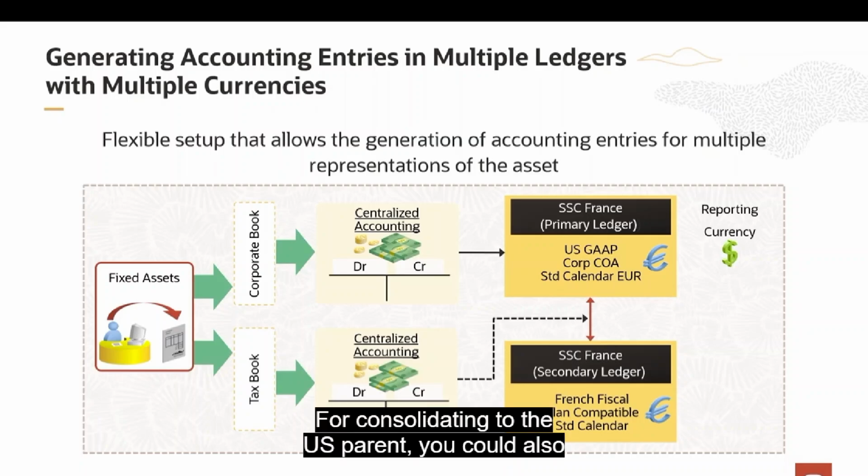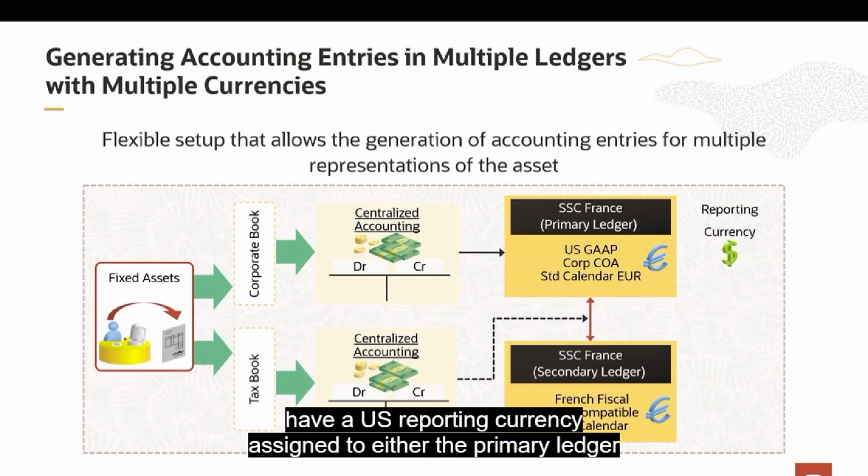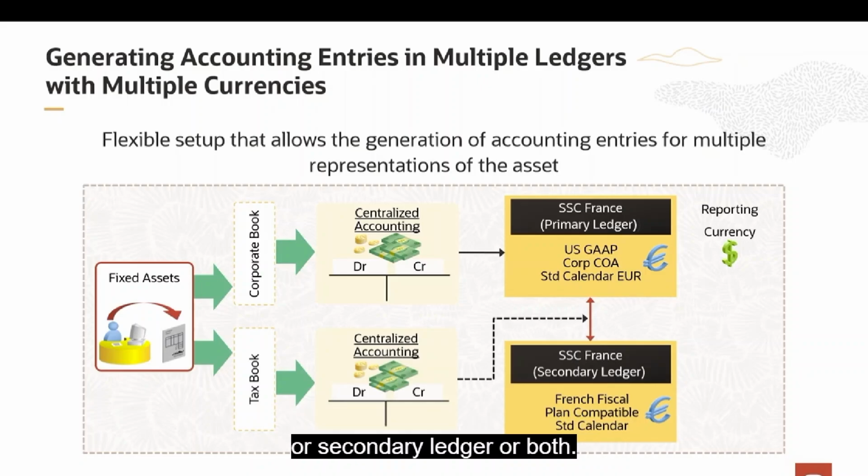For consolidating to the US parent, you could also have a US reporting currency assigned to either the primary ledger or secondary ledger or both.